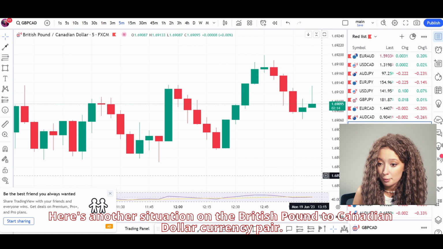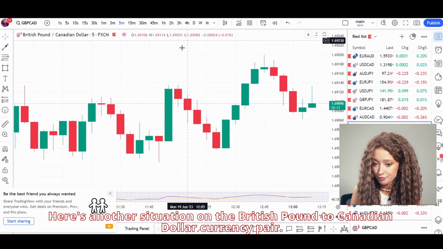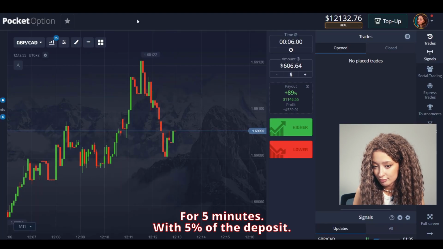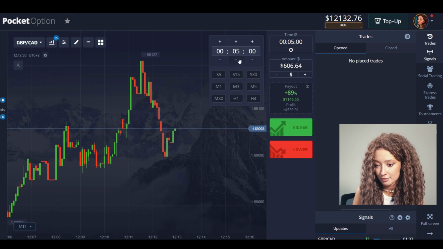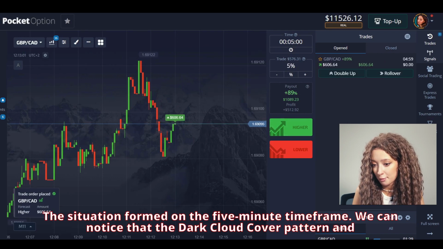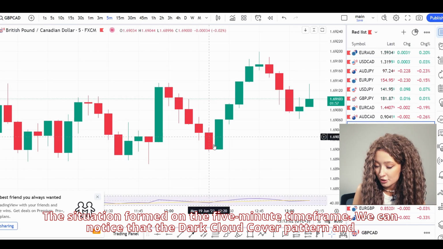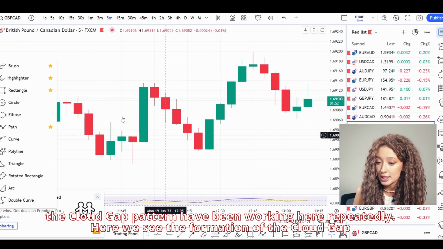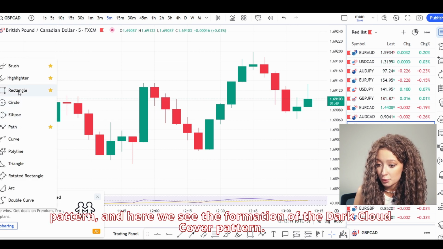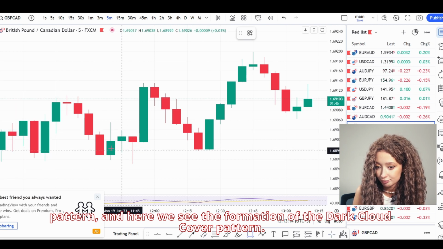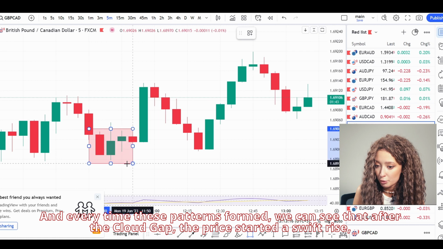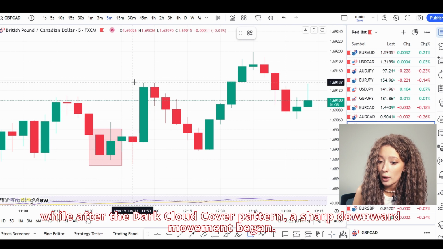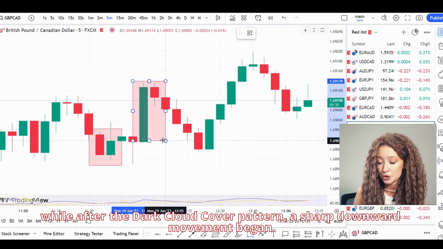Here is another situation on the British pound to Canadian dollar currency pair. This time we're going for an uptrend for 5 minutes with 5% of the deposit. The situation formed on the 5 minute time frame. We can notice that the dark cloud cover pattern and the cloud gap pattern have been working here rapidly. Here we can see the formation of the cloud gap pattern, and here we see the formation of the dark cloud cover pattern. And every time this pattern is formed, we can see that after the cloud gap, the price started a swift rise, while after the dark cloud cover pattern, a sharp downtrend movement began.